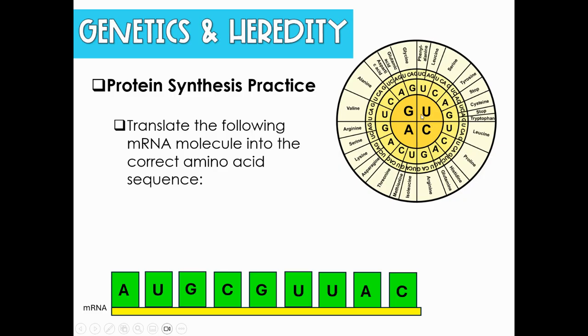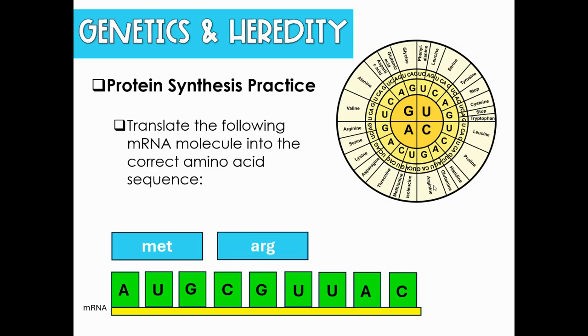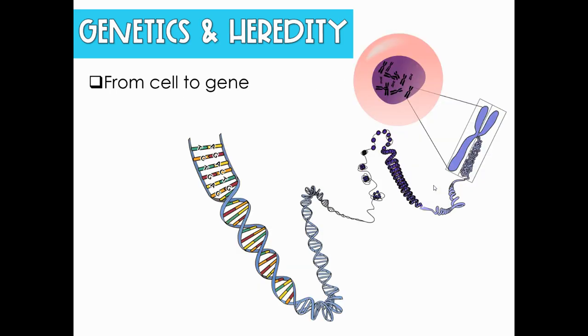So here I have a codon wheel. Remember, you read from the inside and work your way out, and that will uncover the correct amino acid. So I have AUG. If I'm looking at my codon wheel, A, and then U, and then G, this is methionine. And then we have CGU, which is arginine. And then we have UAC, which is tyrosine. Okay, so our 3 amino acids are met, arg, and tyr.